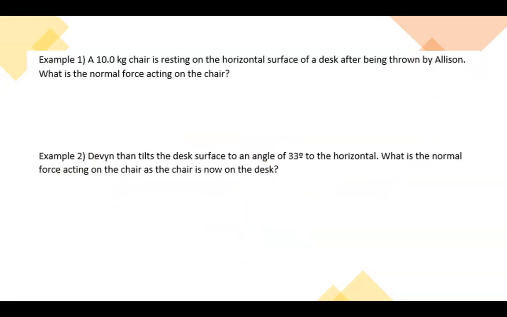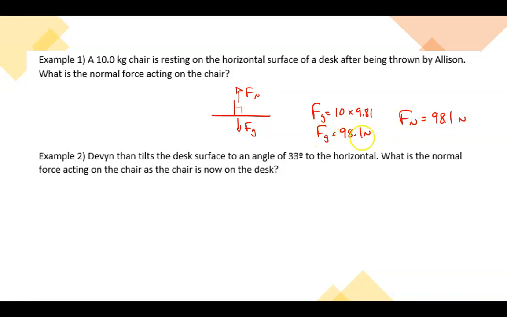Let's take a look at a couple of examples here. So we've got a 10 kilogram chair resting on a horizontal surface of a desk after being thrown by Allison. What's the normal force acting on the chair? Well, this chair, it's just sitting here. It's got a force of gravity which will be equal to the normal force because the chair is just sitting there. So the force of gravity is going to be equal to 10 times 9.81, which means it's equal to 98.1 newtons, which means the normal force is going to be equal to 98.1 newtons. Now, this is down, and this is up.